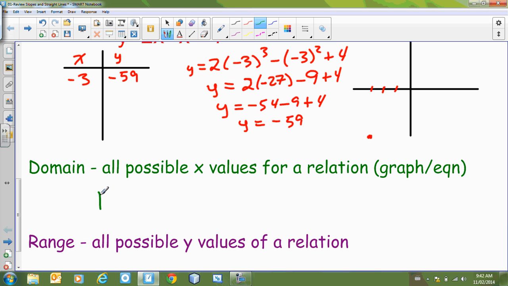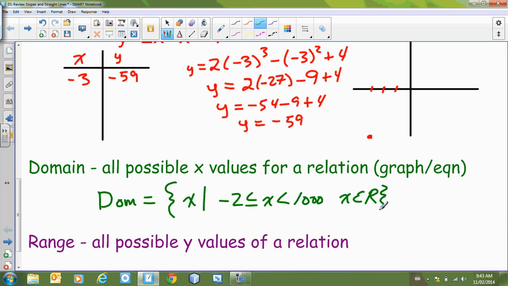We can declare that the domain is equal to x such that something like -2 is less than or equal to x is less than 10,000, where x belongs to the real numbers. There's something like this. I can't even remember how to do it. It doesn't really matter. The point that I was trying to make, the important thing, is this.